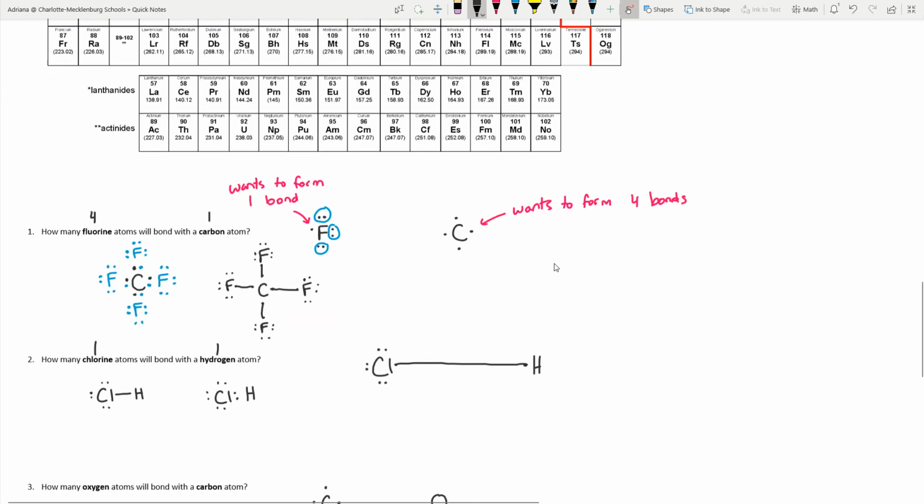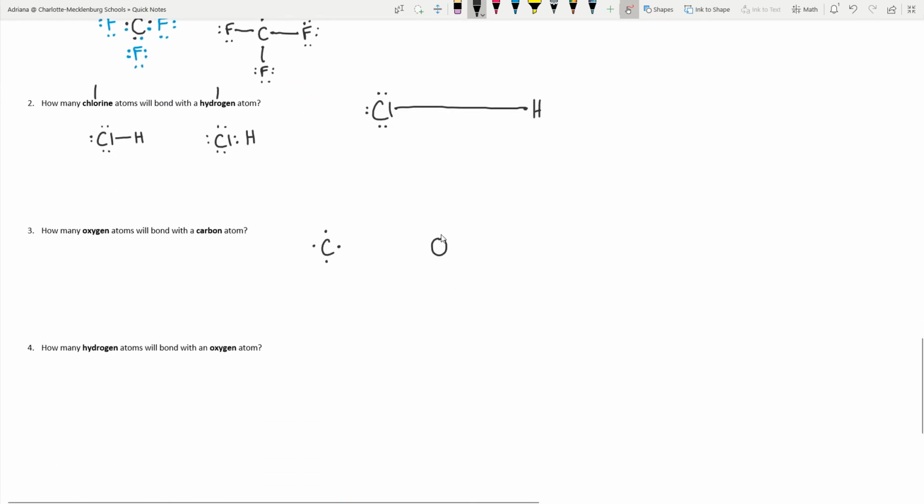Oxygen has 6 valence electrons. So let's draw that. 1, 2, 3, 4, 5, 6. Well, it's tough, right? Because let's just say that I brought this oxygen atom close to here. Let's say I just wanted to make this 1 bond here. Well, that's great, but neither of these are happy yet, right? Oxygen likes to have 2 bonds, and carbon wants to have 4 bonds.